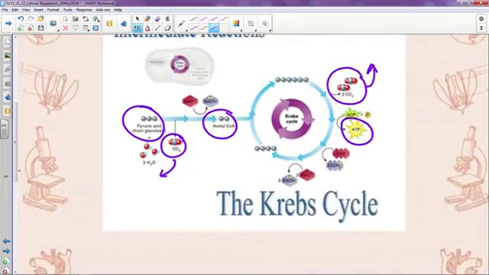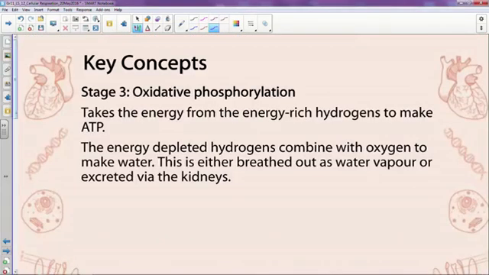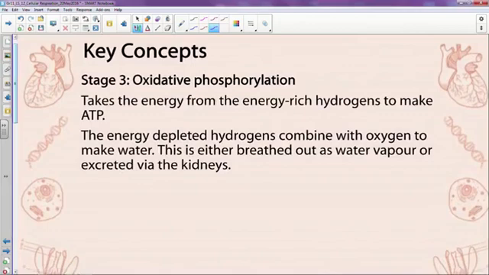So essentially we're looking at the Krebs cycle as a stage in which pyruvic acid is broken down in a series of cyclic steps to release hydrogen and carbon dioxide, and that hydrogen then goes into the next stage through a molecule known as NADH, and it's used in oxidative phosphorylation. Let's get straight into oxidative phosphorylation before we have a break.